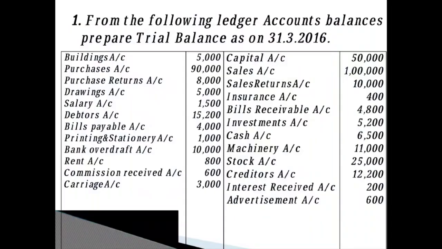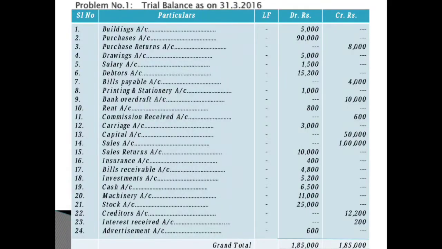Okay, the next you have the 12th one, that is the carriages account. Carriages, I have explained, right? It is a traveling expense paid on your purchase of any asset or any goods. Okay, 3,000 rupees. So it is an expense for us, so you are going to record it in the debit column.